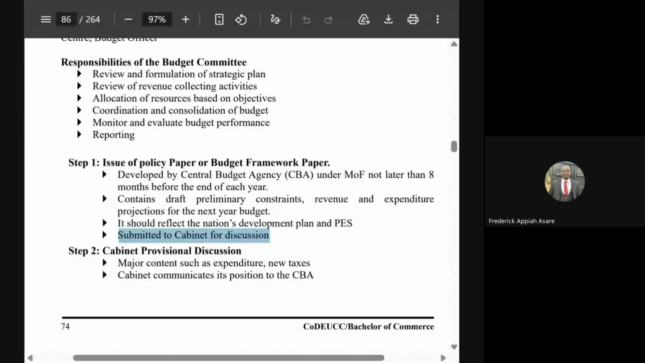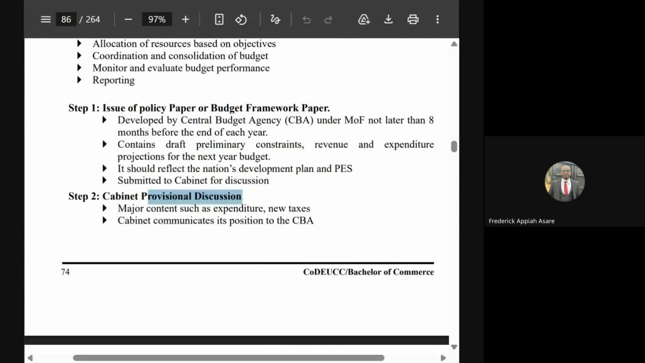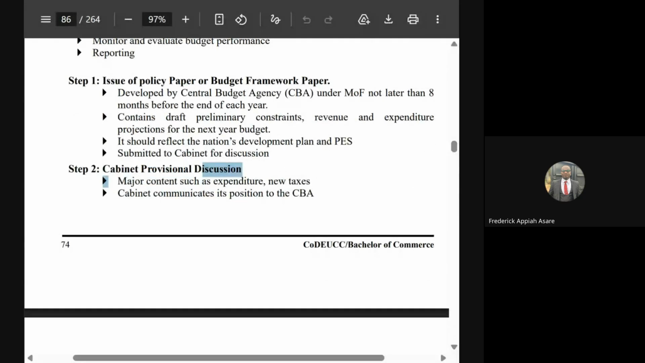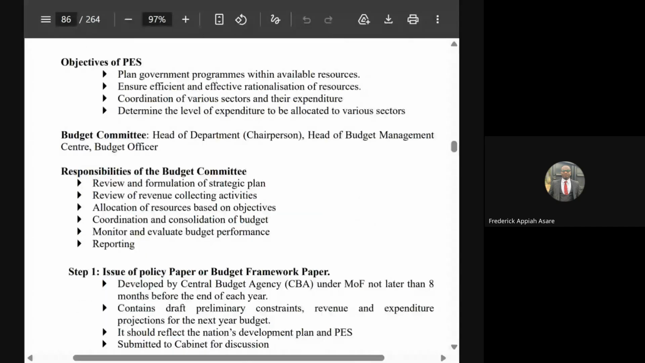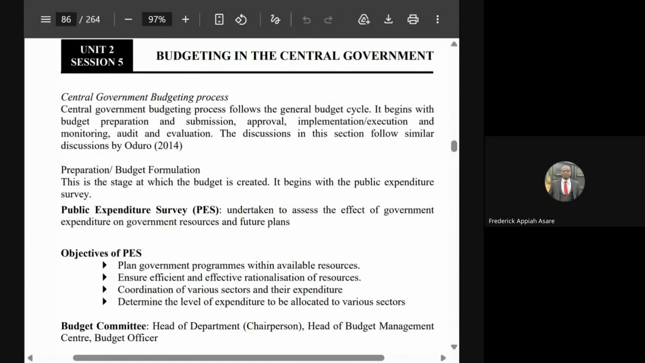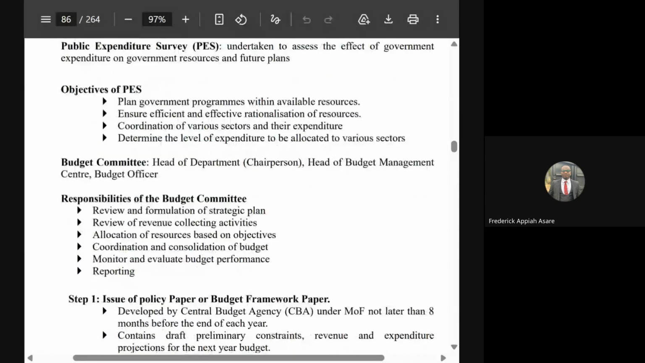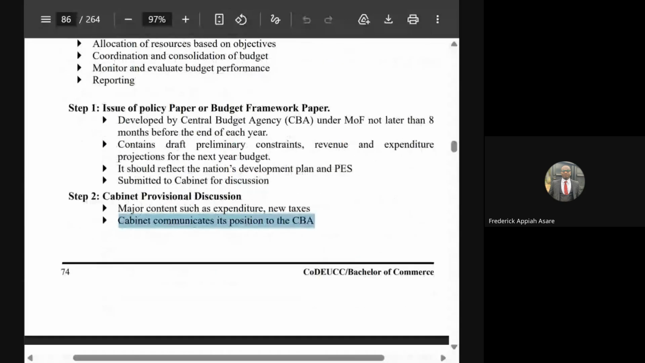Then step 2 is that they will send that document, the issue paper, to cabinet. Cabinet will do provisional discussion on that policy document that they've sent to. The major contents, such as the expenditure and the new taxes that they have brought, Parliament will sit on it and discuss. Cabinet communicates its position to CBA, that is the Central Budget Agency.